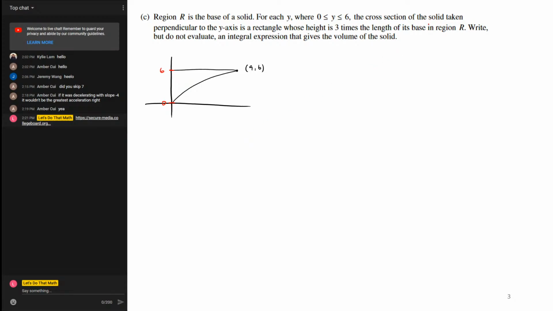And the cross-section of the solid taken perpendicular to the y-axis is a rectangle. So we have a rectangle where this is the base of the rectangle, and the height is 3 times the base. I can't really draw the third dimension the way I'm doing it here. Maybe I can draw it coming out of the paper like this.